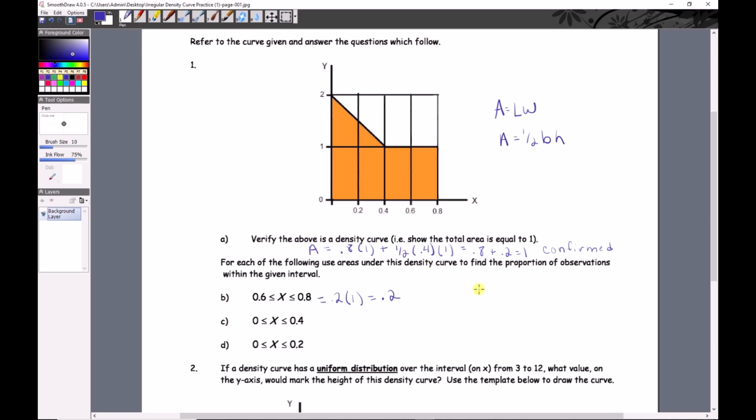Now, I'm not going to write 20%. I'm just using that as a verbal for you to learn. But we do have to report in the kind of metric that they want.